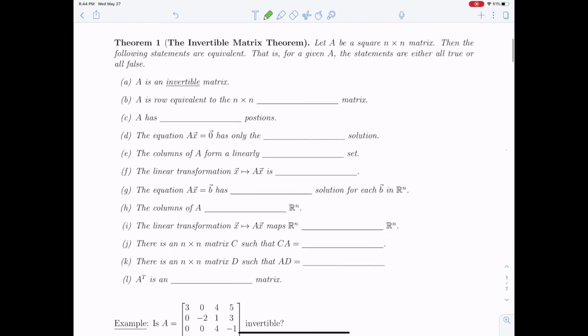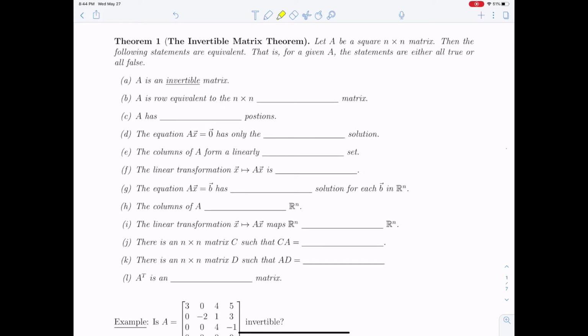Suppose that A is a square matrix, so this is the important part. Then all the statements from A to L are equivalent. This means all the statements below are all true or all false simultaneously. So suppose that the given matrix A is an invertible matrix, then it is equivalent to say that the given matrix A is row equivalent to the n by n identity matrix.